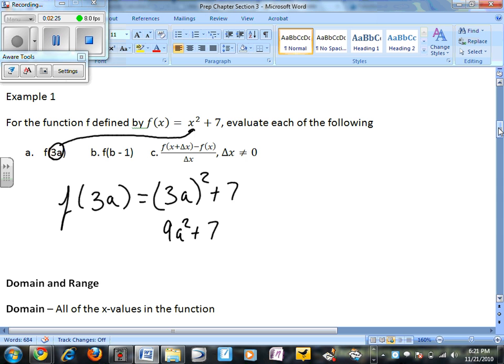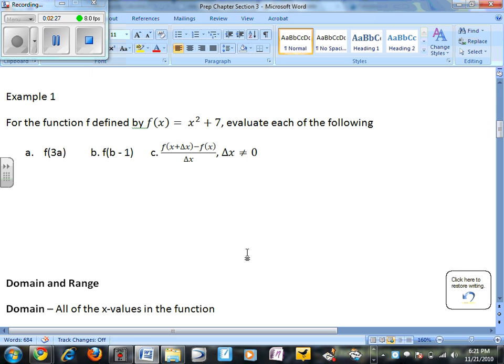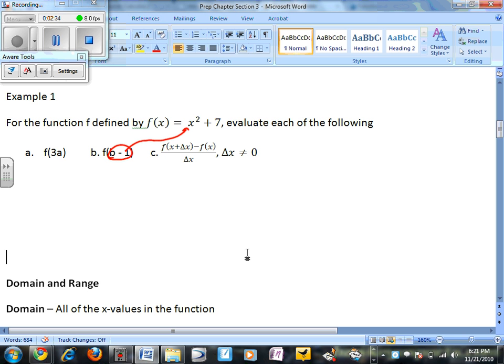3a squared plus 7, or 9a squared plus 7. All right. If we want to plug in f of b minus 1, anywhere we see an x squared, we're going to plug in b minus 1. So we'll have f of b minus 1 equals b minus 1 squared plus 7. And of course, we can boil that all out and simplify it.